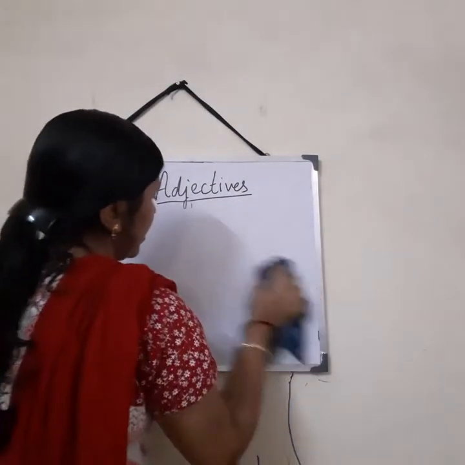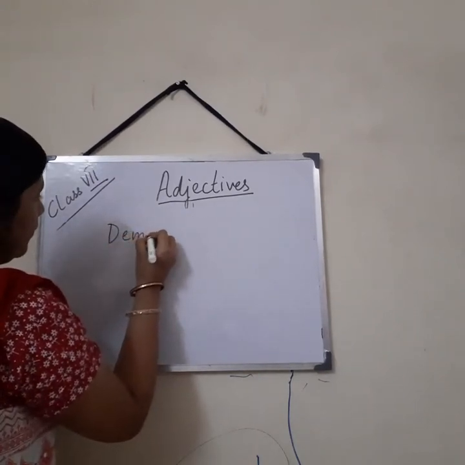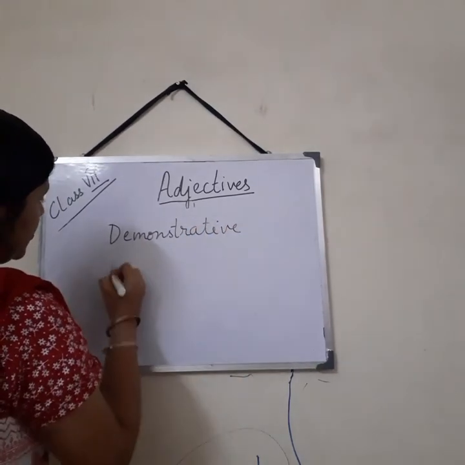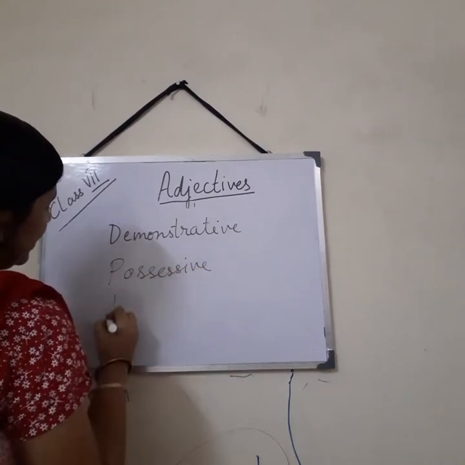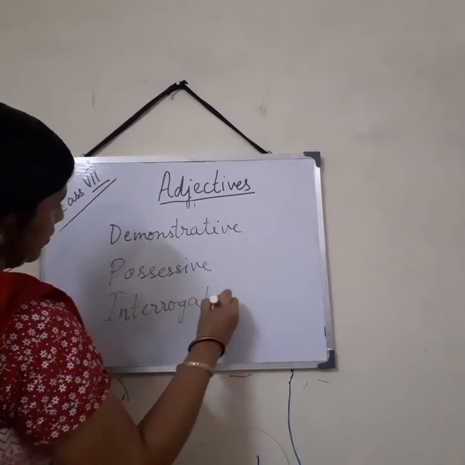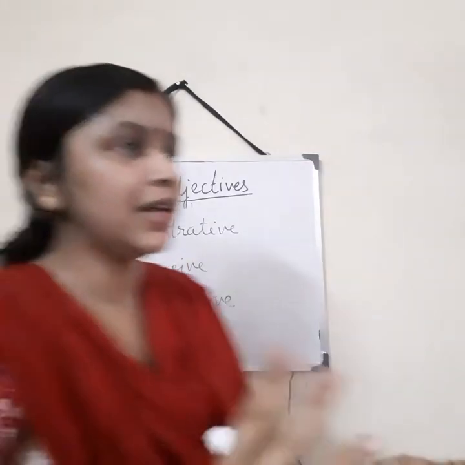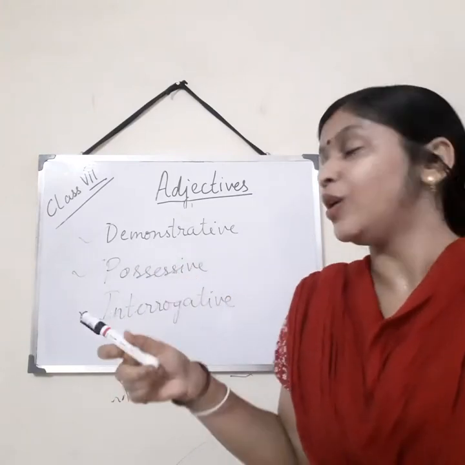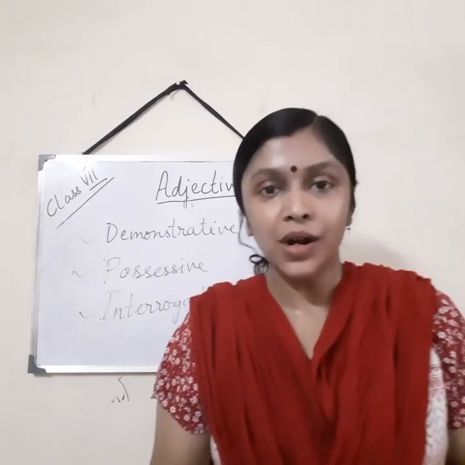Three types of adjectives are there. First is demonstrative. Then possessive. And then interrogative. Okay, all these three kinds we can find a similar kind in pronouns as well, right? We all know about demonstrative pronouns. We also know about possessive pronoun and interrogative pronoun. But what is the difference? The words are more or less the same.